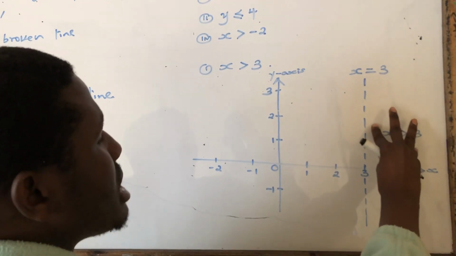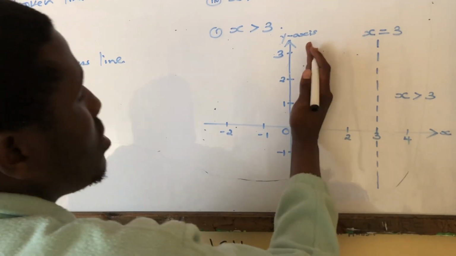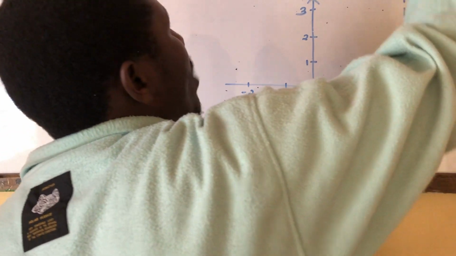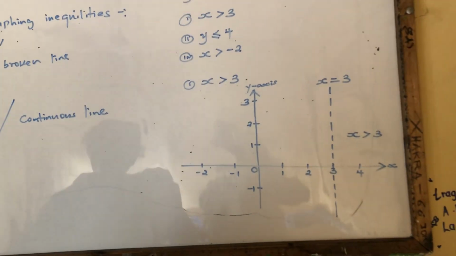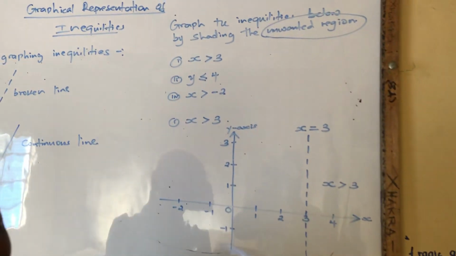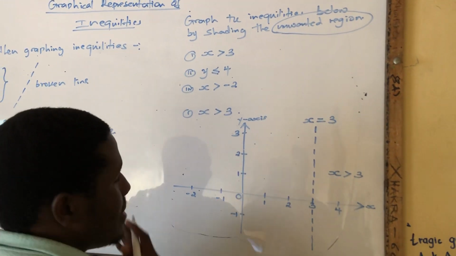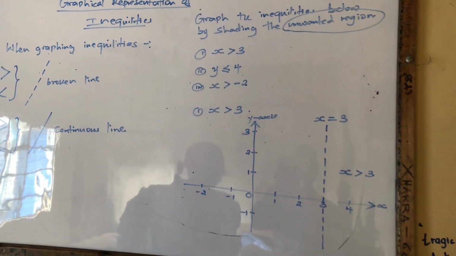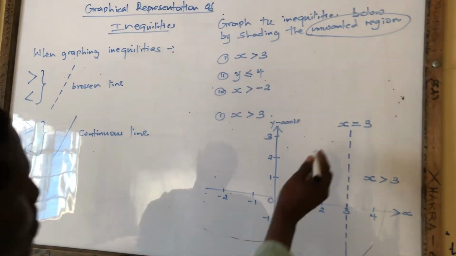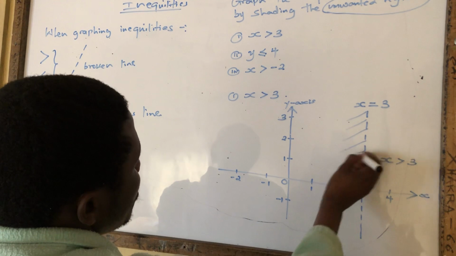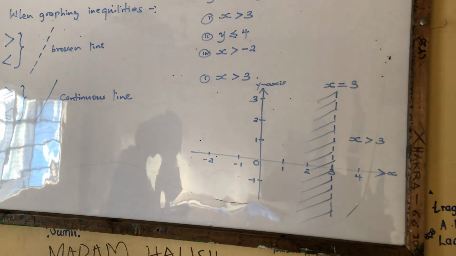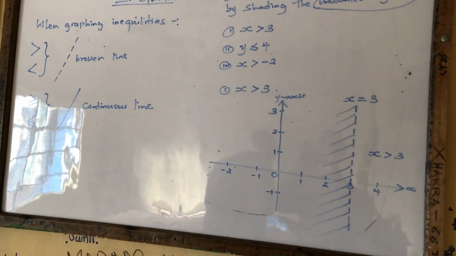Because this is the region which satisfies the inequality, this region will therefore be called the unwanted region. Our question is instructing us to shade the unwanted region. So this is the region unwanted, reason being, it does not satisfy our inequality. So for that reason, this region would be shaded. That becomes the unwanted region.